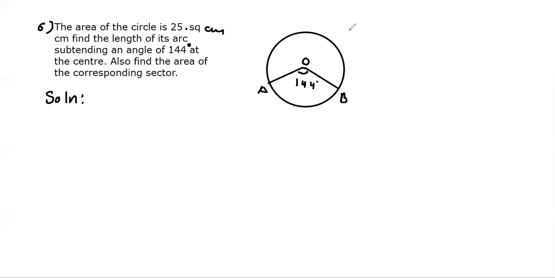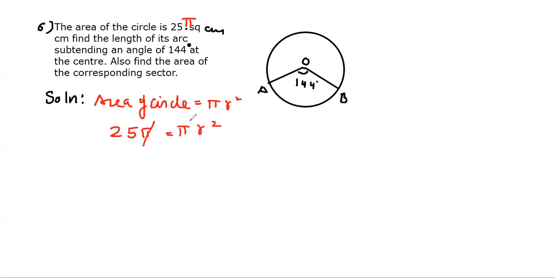Now the solution can be solved as, I would write down here, area of circle. Area of circle is equal to pi r square. Got it? Now what else? But area is already given here, so I would write down 25 pi. This is a mistake, wait a second, let me erase this. This is 25 pi is equal to pi r square. So I can cancel this pi and pi. Now I'm getting r square as 25.